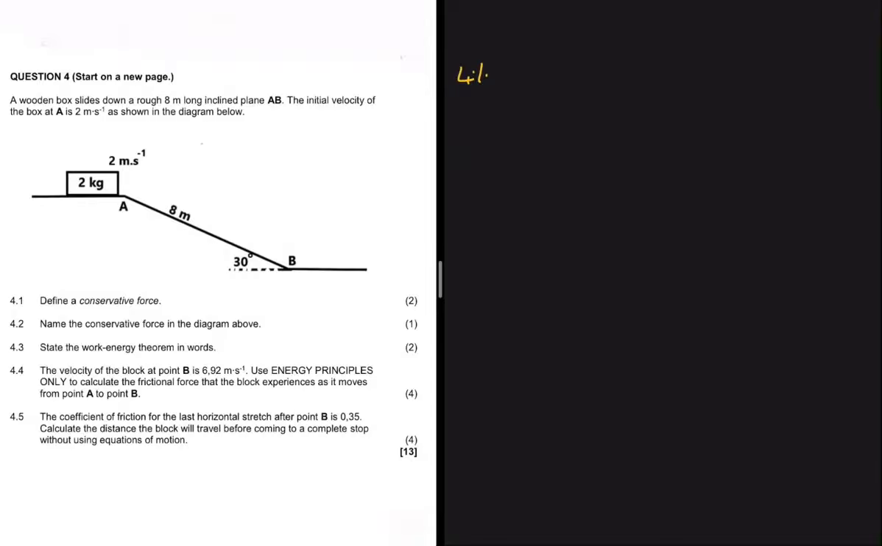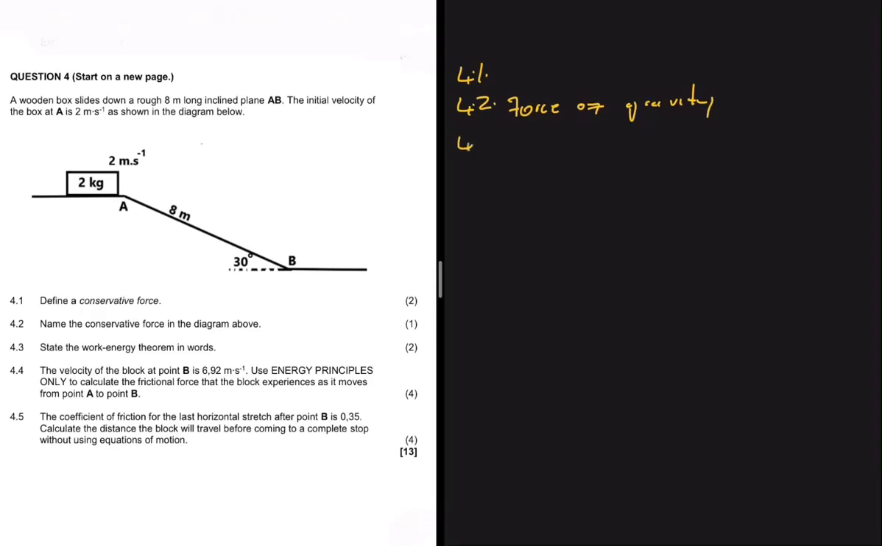Conservative force: it is a force in which the work done in moving an object between 2 points is independent of the path taken. So that is 4.1, right? If we move to 4.2, the question is saying let's name the conservative force in the diagram above. Without even looking at the diagram, I know that in our scope, we have only one conservative force, which is the force of gravity or gravitational force. So the answer for 4.2 is force of gravity. That's the only conservative force we talk about in our scope.